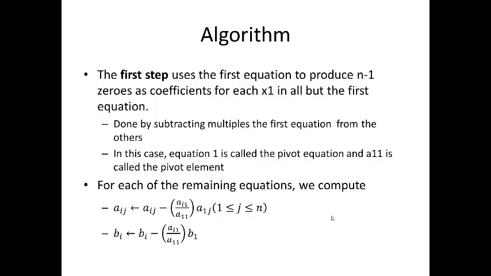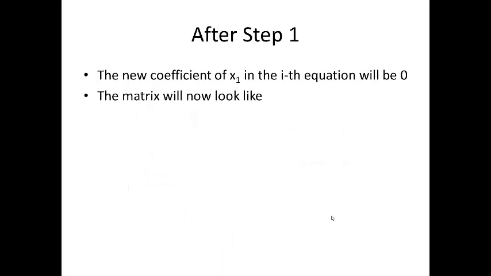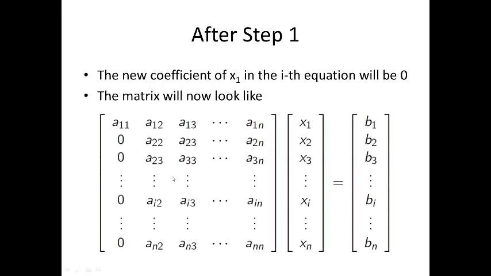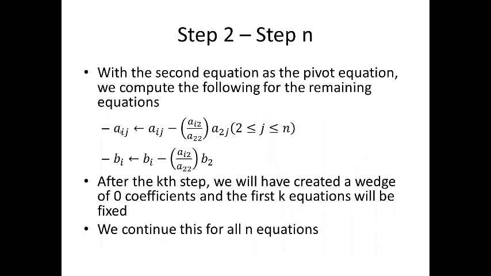After step 1, the coefficient of x1 in the ith equation will be 0, and the matrix will now look like this. So we've got our nice column of zeros except for the first one. With the second equation as the pivot equation, we can go ahead and compute the following for the remaining equations. And from here on, we're not going to alter the first equation or any of the coefficients for x1, since a multiplier times 0 subtracted from 0 is still 0. So we've got all those zeros, why mess with them?